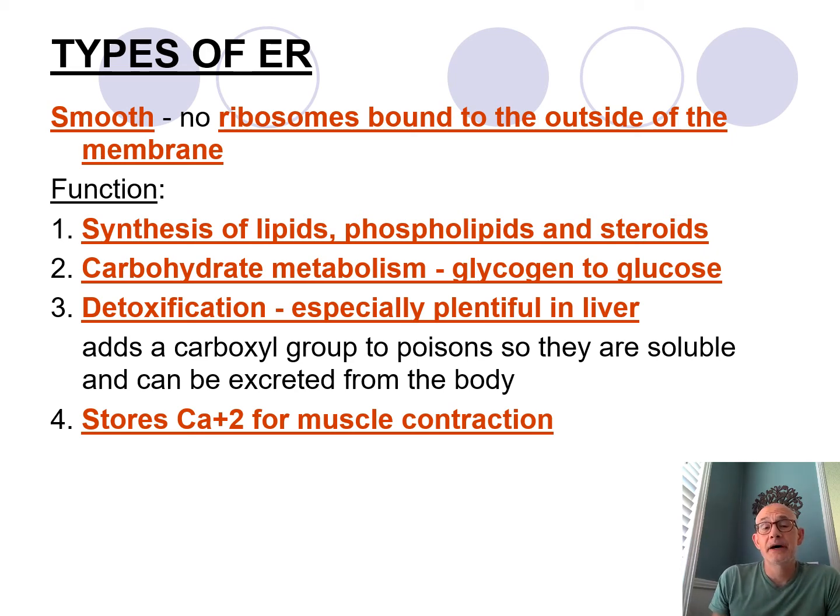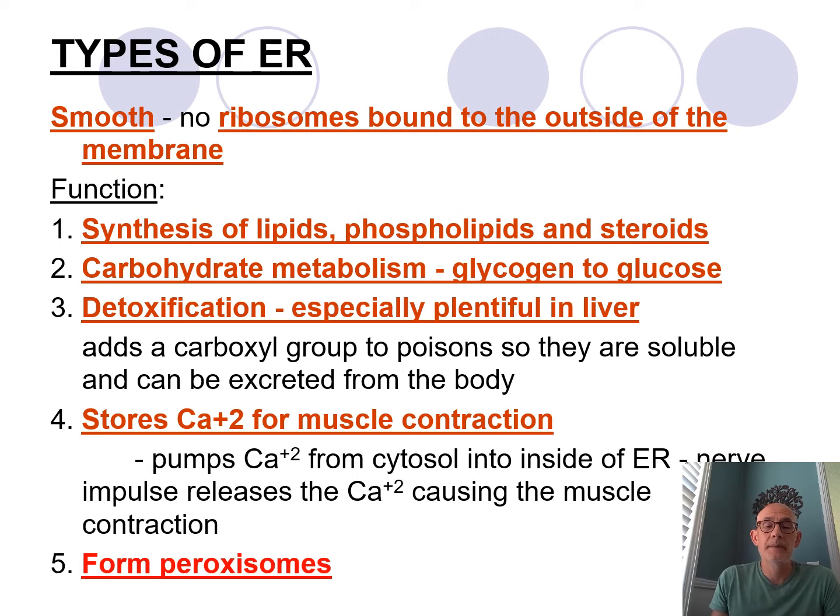And when we're talking about the smooth ER in the muscles, we're going to call it the sarcoplasmic reticulum, because the contractile unit of the muscle is called the sarcomere. And so instead of the smooth ER of the sarcomere, we just call it the sarcoplasmic reticulum. We'll get back to that later. This also forms a structure called a peroxisome, which we'll talk about later as well, but this is something that makes and gets rid of hydrogen peroxide, and we'll talk about why that happens.